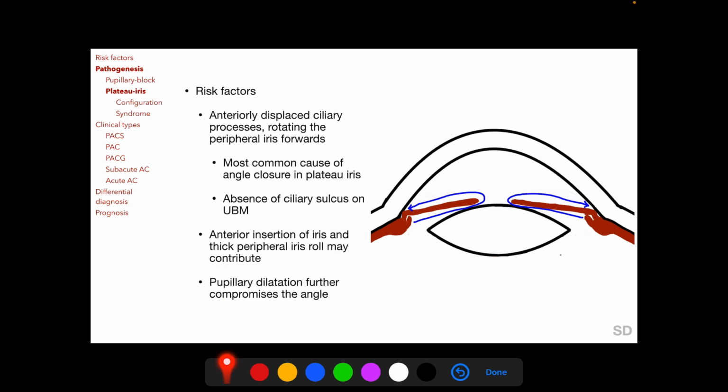The most important risk factor for Plateau-iris is anteriorly displaced ciliary processes which push the peripheral iris forwards, obstructing the angle. Other risk factors which can contribute to Plateau-iris are an anterior insertion of the iris on the ciliary body and a thick peripheral iris roll. And as in pupillary block, in Plateau-iris, pupillary dilatation further compromises the angle.